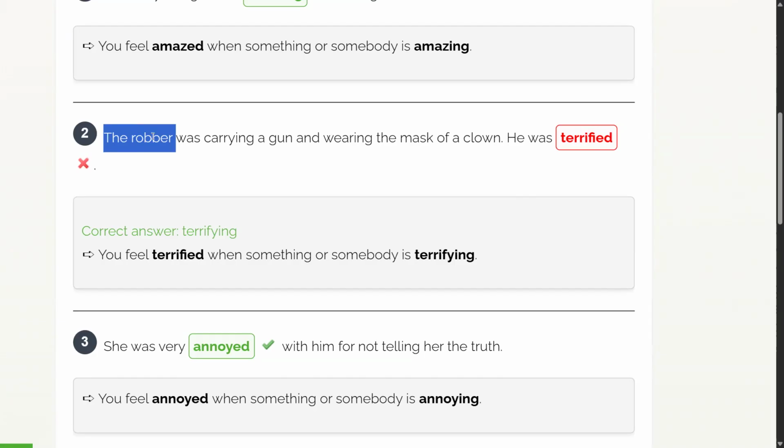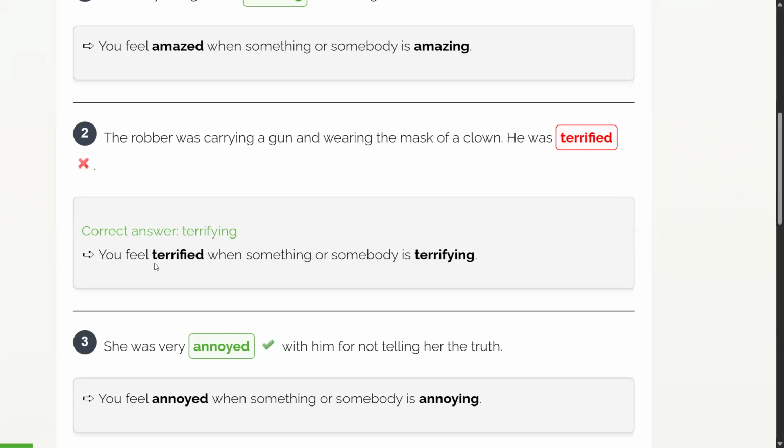When we talk about that the person is terrified, porque aquí estamos diciendo, ¿no? La persona que ha robado tal cosa estaba llevando un arma y vistiendo una máscara de payaso. Queremos decir que esta persona era terrorífica. Pero cuando decimos he was terrified, es como si dijéramos que él estaba atemorizado. But look at the logic. Can he be terrified? The robber, this person, can be terrified? Or he is terrifying?